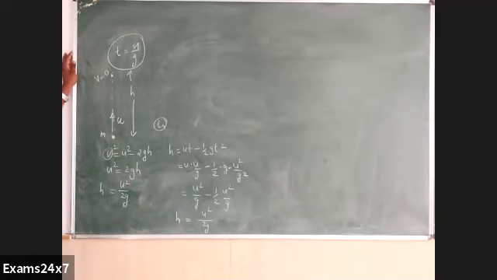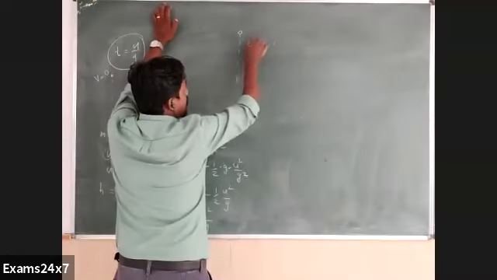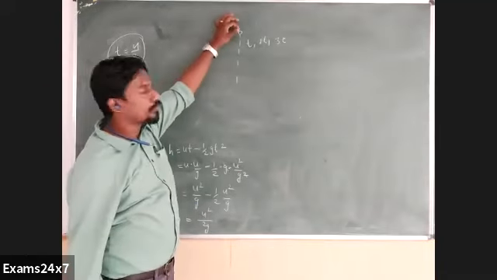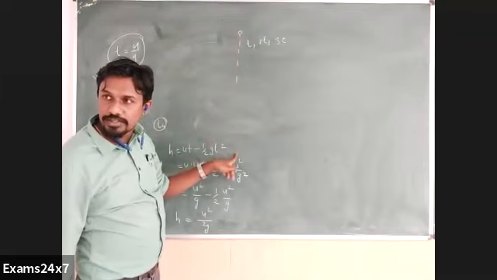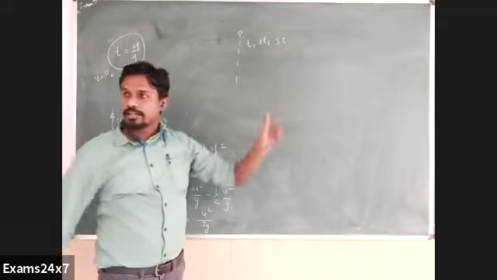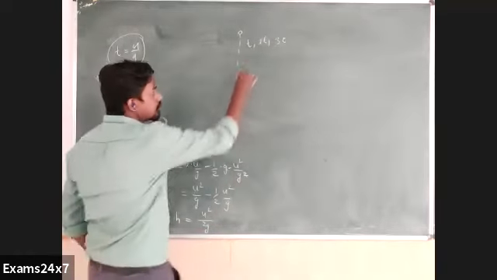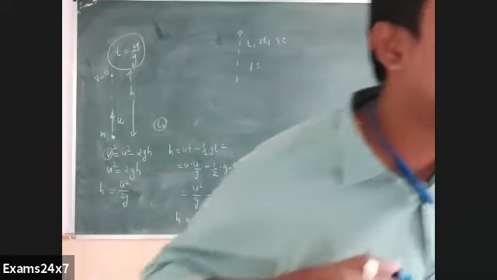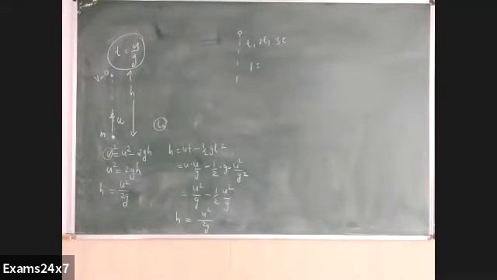Last class we have discussed, if an object is dropped from a height h, the ratio of the displacement traveled by it in time t, 2t, 3t will be in the ratio... Ruchi, 1 is to... yes, last class we have discussed. 1 is to 2 is to 3.